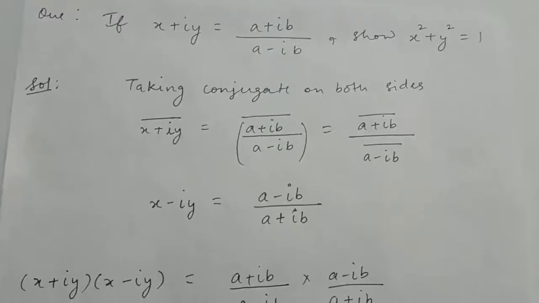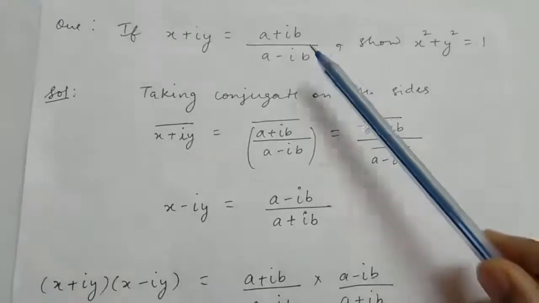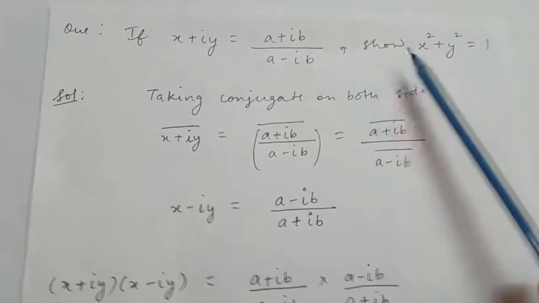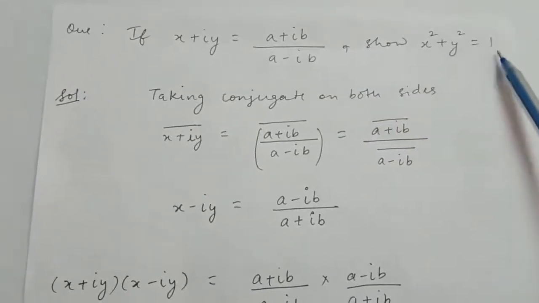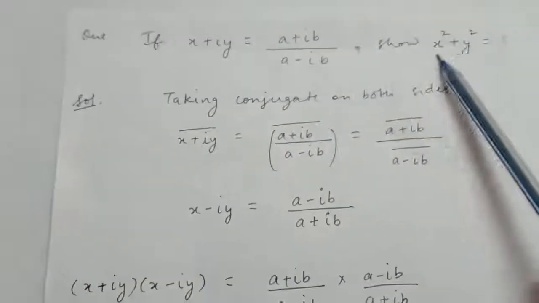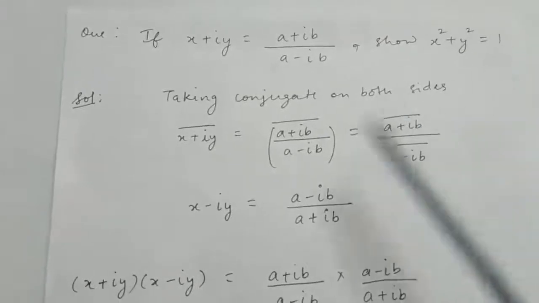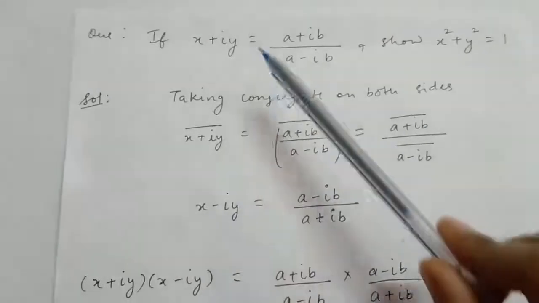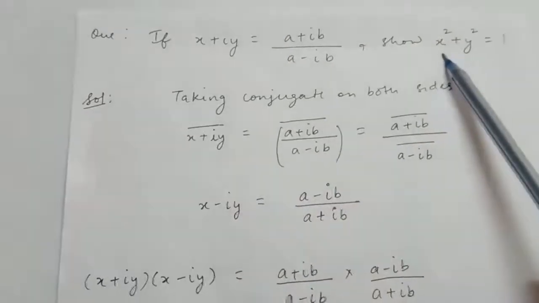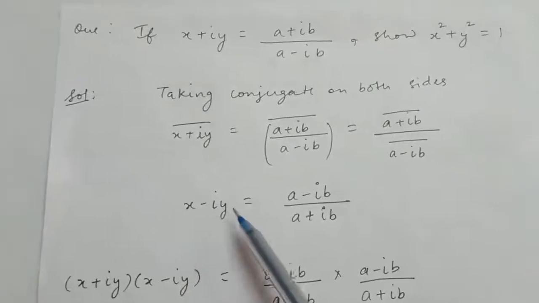Now see, the next question is, if x plus iota y is equal to a plus iota b upon a minus iota b, then show x square plus y square is equal to 1. This is given and you have to show that x square plus y square is equal to 1. For this we will find x minus iota y, because x plus iota y into x minus iota y is x square plus y square, which we want. Therefore we will find out x minus iota y.